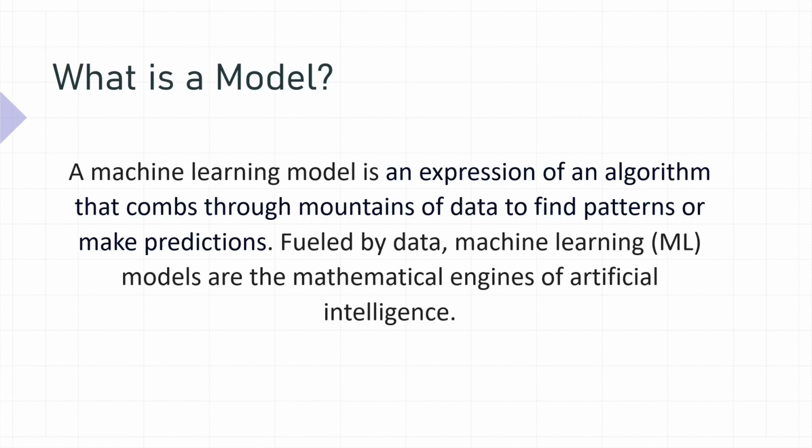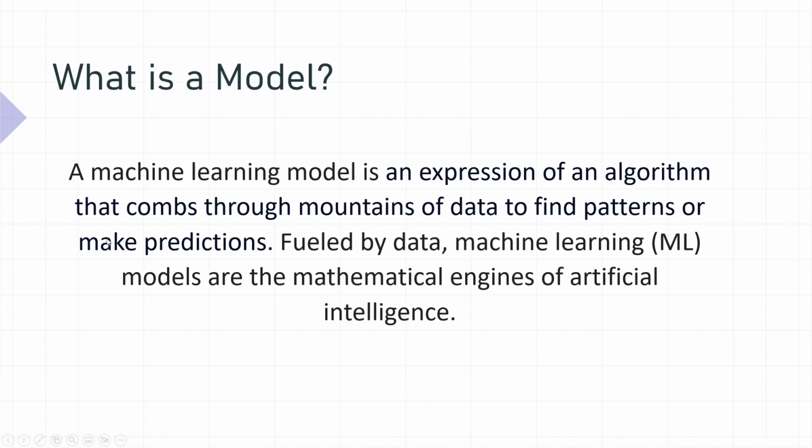I found this definition, I kind of liked it. A machine learning model is an expression of an algorithm that combs through mountains of data to find patterns or make predictions. And then it's fueled by data. Machine learning models are mathematical engines of artificial intelligence. But what I really like is this statement here. It combs through mountains of data to find patterns or make predictions.